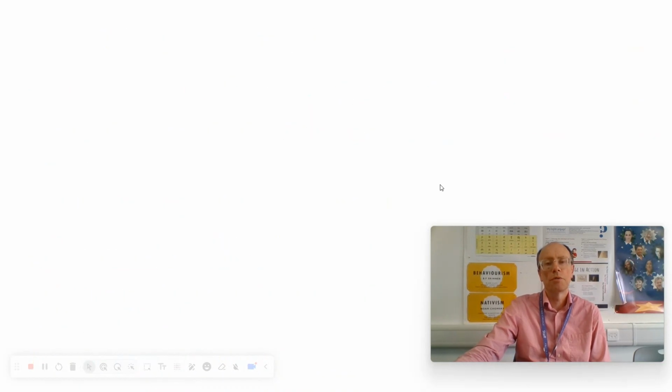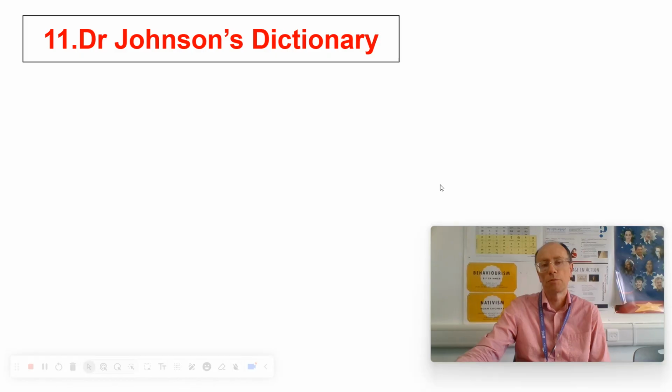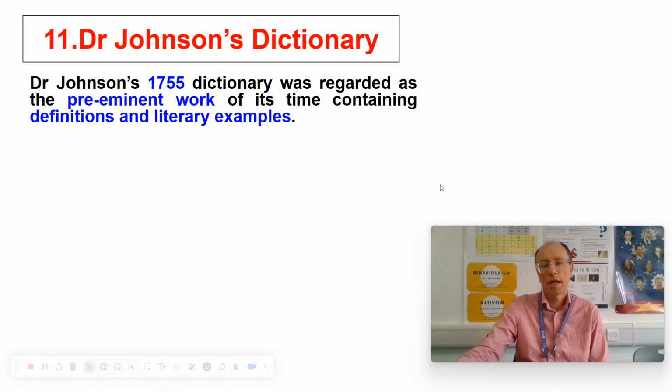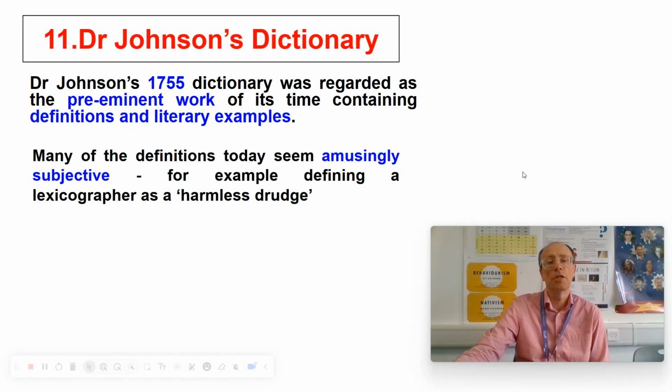We're now on to language change concept number 11, which is Dr. Johnson. And so Dr. Johnson wrote his dictionary, which he started in 1747 and completed in 1755. And his dictionary was really famous because it was regarded as the preeminent work of its time. It contained definitions, it contained literary examples, it had something like 42,000 different words that were defined. So it was utterly and completely unique.